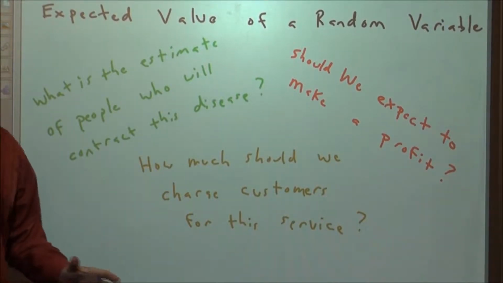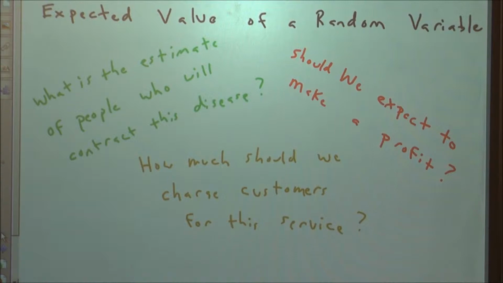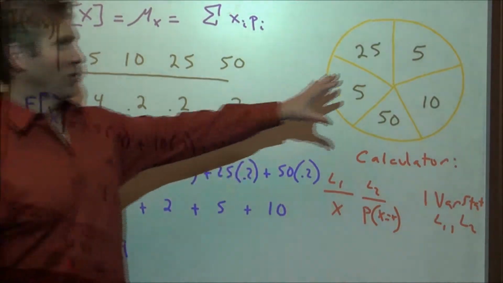All right, expected value of random variables. We can answer all sorts of important questions when we're analyzing this. Here's one. There's a spinner.